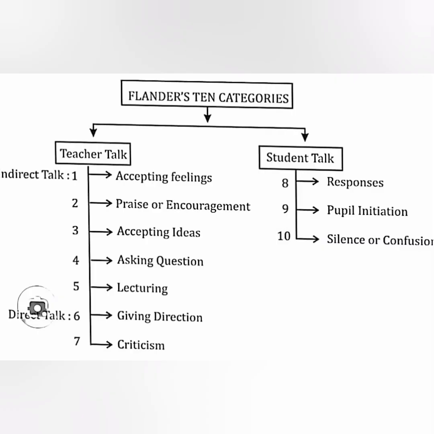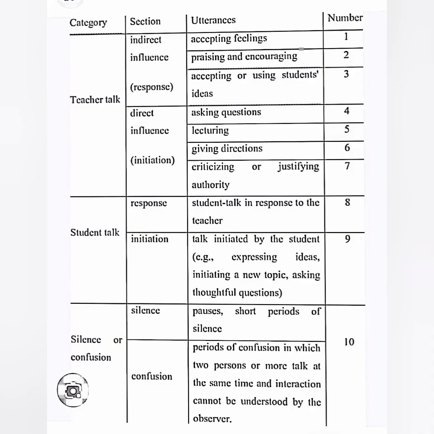The steps are as follows. The first is observation and coding. The classroom is observed at intervals of 3 seconds. Every 3 seconds, the observer notes what kind of behavior category, from 1 to 10, is occurring. Example: if a teacher is asking a question, it's code 4, asking questions. If students answer, code 8, pupil talk response. Then, if the teacher praises, code 2, praises or encourages.